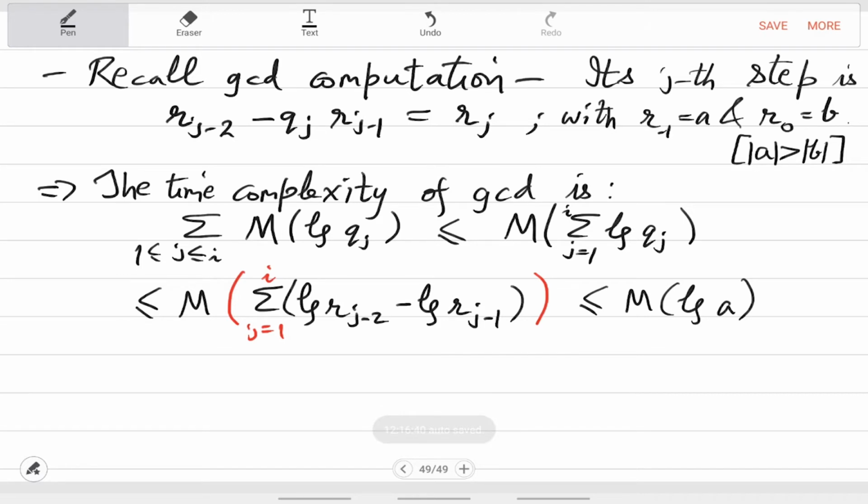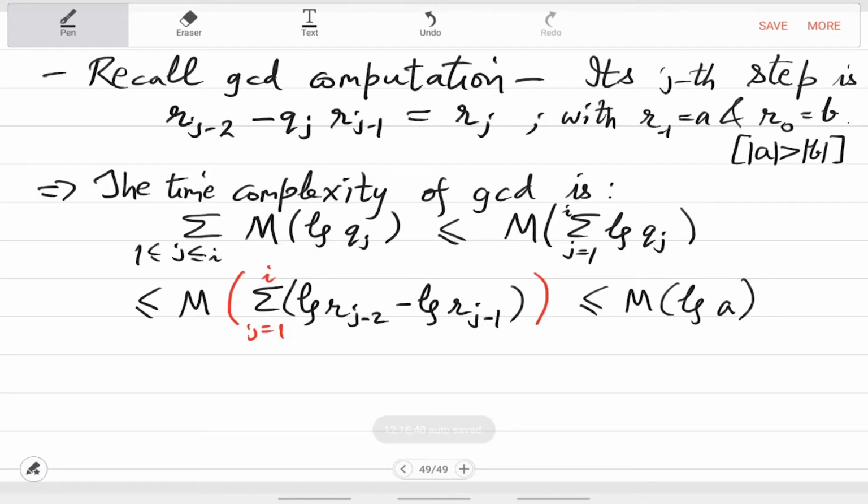So you have learned that computing GCD by doing multiple long divisions takes essentially the same time as multiplying A with B. So GCD has the same time complexity as multiplication. That is a surprising fact, but the proof is quite simple. There might be some constant factor that I have ignored when you approximate log Qj as this difference; you might have to add some constant there.